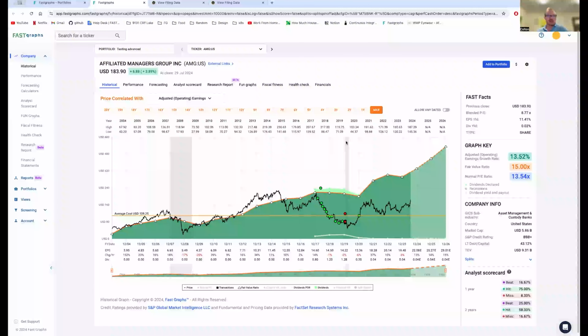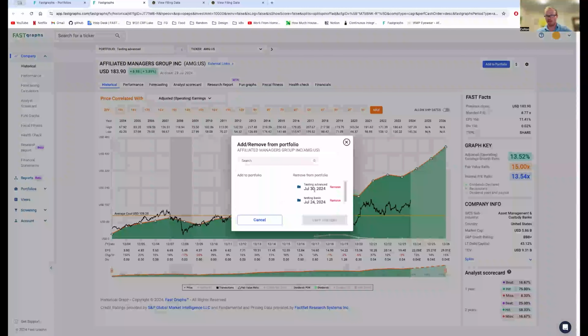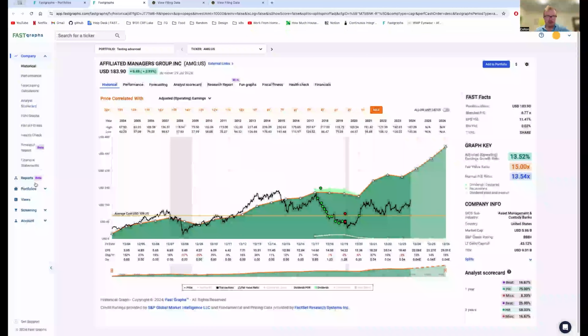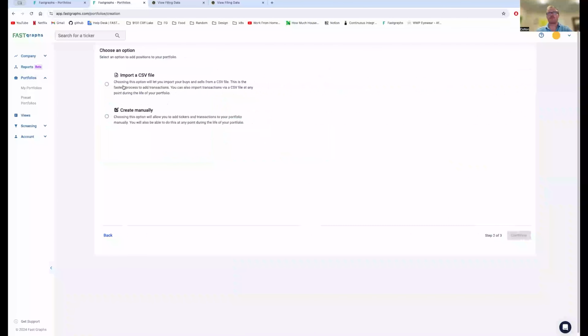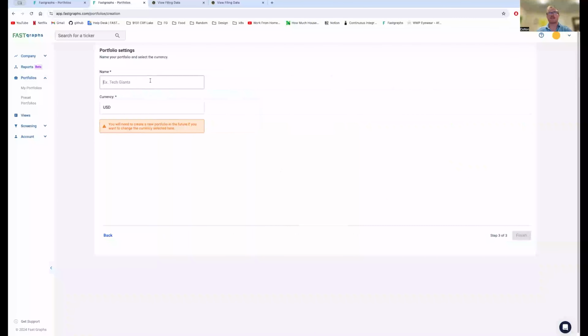So as you're going through a bunch of stocks, you might find a research candidate by clicking through some things. Maybe you're clicking through one of our preset portfolios and you say, wow, that stock looks really interesting. I can quickly come here and hit add to portfolio. And maybe I have a watch list portfolio. So we can go ahead and do that. We can create a quick watch list portfolio. I'm just going to make it a simple one. I'm going to hit create manually. I'm going to call it watch list. I'm going to keep it in USD.